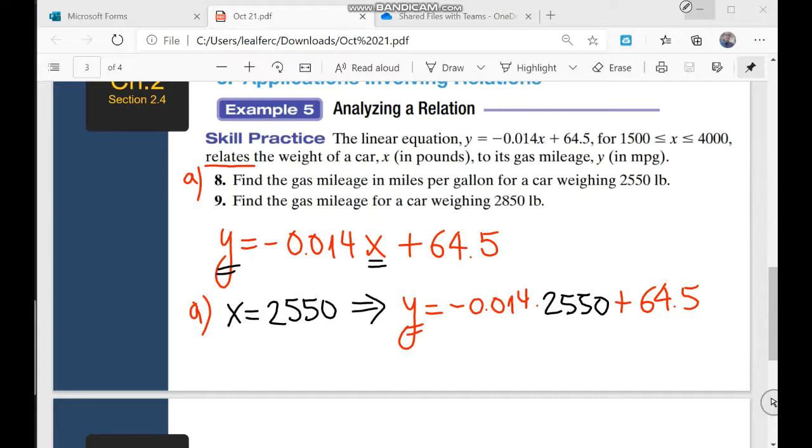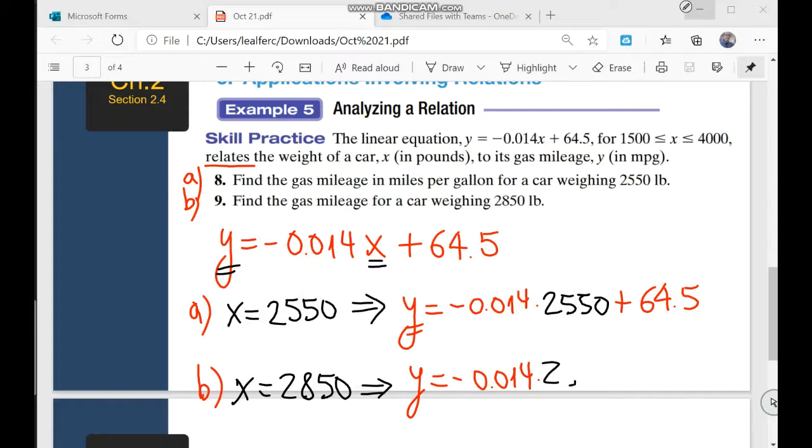Letter B here. Find the gas mileage for a car weighing 2,850 pounds. So let's calculate this. x now is equal to 2,850. Now plug in y equals negative 0.014 times 2,850 plus 64.5. The same thing, get your calculator, type these operations and find out the results.